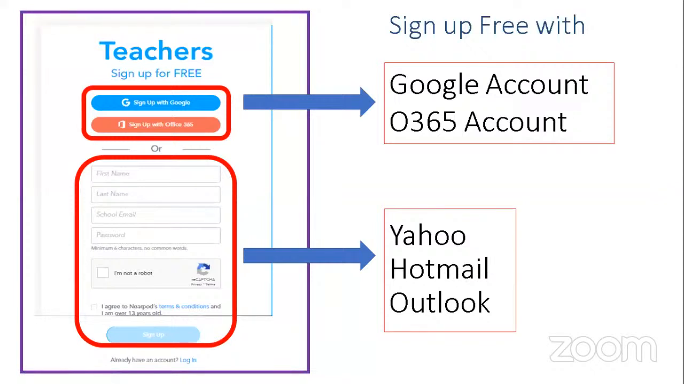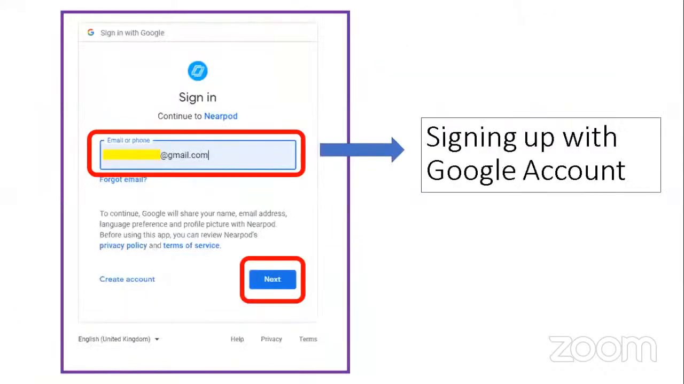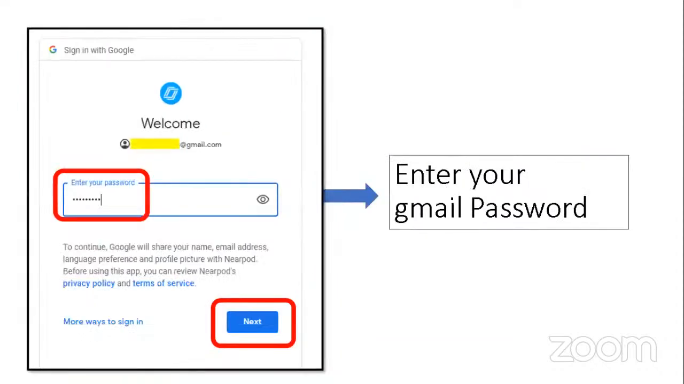So I'm going to show the process of signing up using the Google account. Just click on the blue sign up with Google button, and it will ask you to enter your Gmail ID. Just type your Gmail ID and click the next button. Enter the password of your Gmail ID and click the next button.